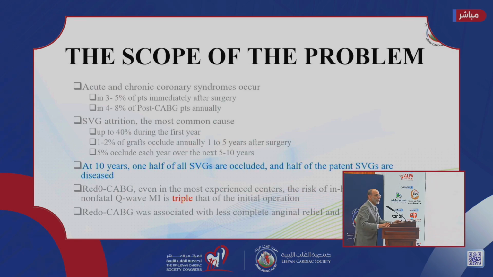So, the scope of the problem about grafts. What's the problem with the grafts? We know that after the bypass graft, after the surgeon has done a great job, almost every year there is a decline in the patency of the graft. It starts from the first few days, going on to the first year, 1 to 5 years, 5 to 10 years. By 10 to 12 years, about 50% of the vein grafts are already occluded, or at least have severe disease.